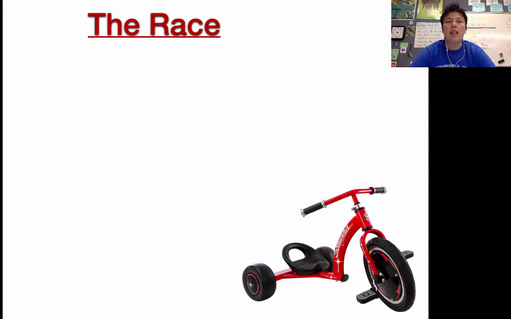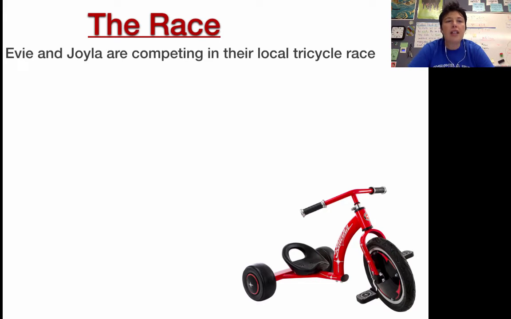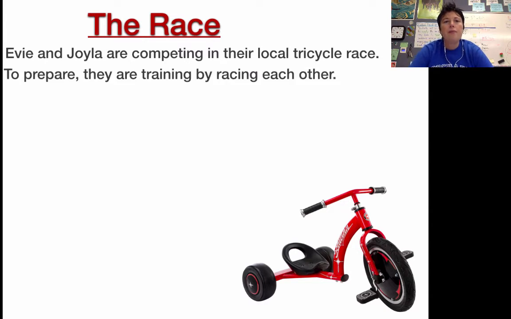Our story today is called The Race. So you're going to title it The Race. There's a cool picture of a tricycle down in the corner because the race is a tricycle race. And here is the story. Evie and Joyla are competing in their local tricycle race. Do you remember Evie and Joyla from earlier this year when we were studying the dog sled race problem? They're back at it. They're going to race tricycles. And to prepare, they are training and racing each other to practice and get ready.